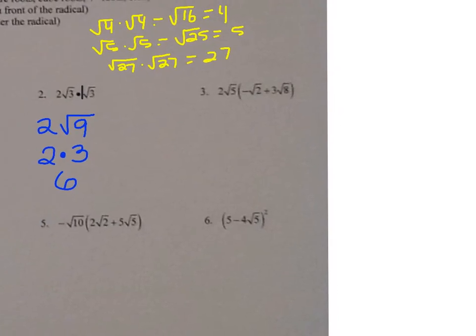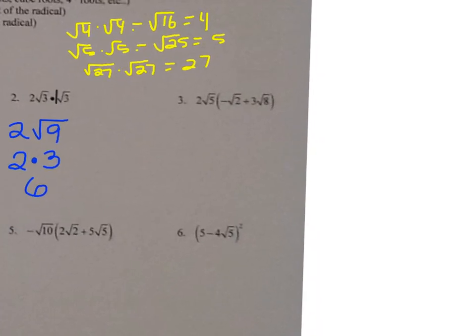All right, number 3, we are distributing. Same thing. Multiply the coefficients, multiply the radicands, sorry. Remember, there's really a 1 in front here because I see that negative square root of 2. So it's negative 1, the square root of 2. Okay, so we're ready to distribute.